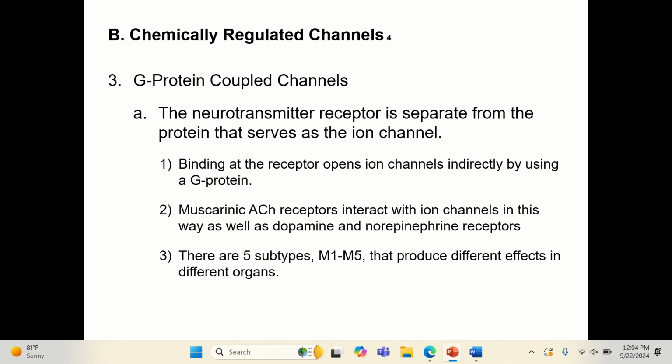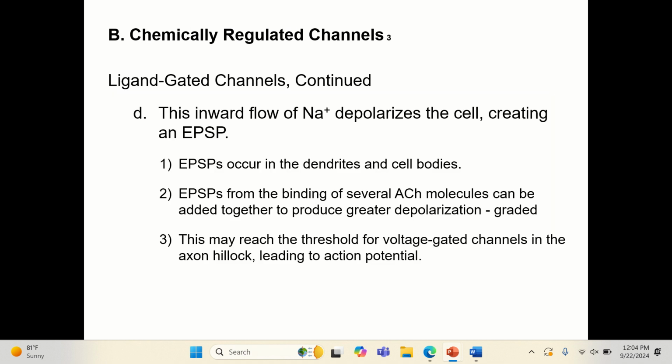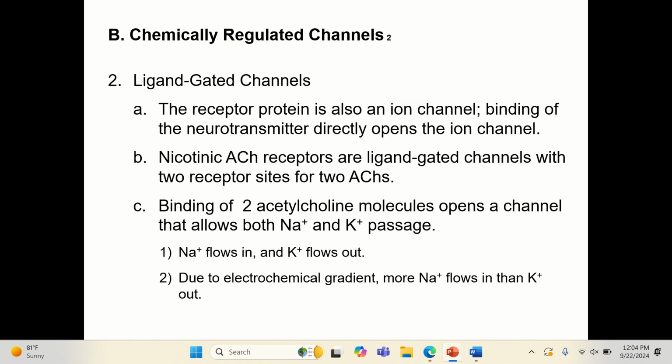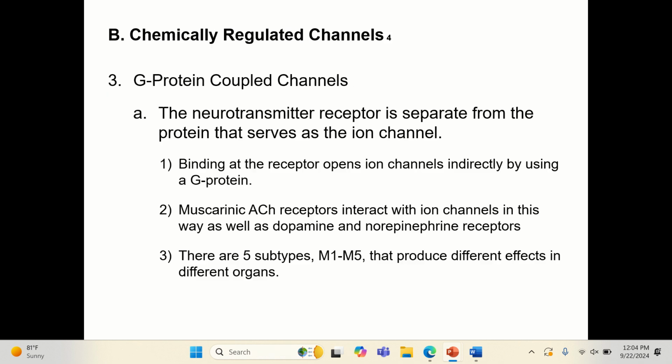Whereas with the ligand, the neurotransmitter is attached directly to the ion channel. The receptor protein is also an ion channel, and binding of the neurotransmitter directly opens the ion channel. In G protein, the neurotransmitter receptor is separate from the protein that serves as the ion channel. So binding at the receptor opens the ion channels indirectly by using a G protein.